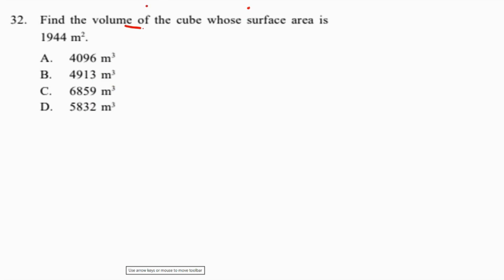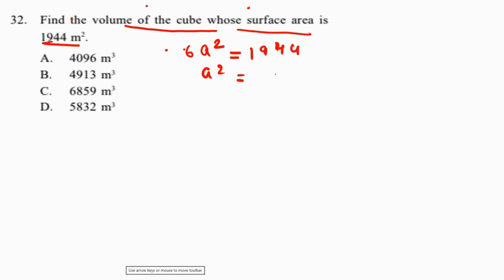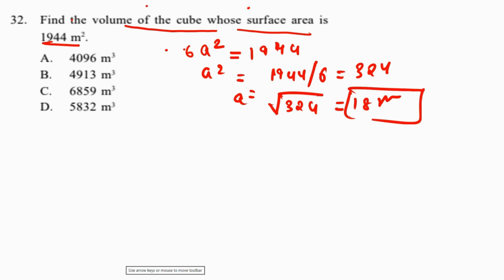Next, question number 32, find the volume of the cube whose surface area is 1944 meters square. The formula for surface area of a cube is 6a square. According to the question, that is equivalent to 1944. So a square is equal to 1944 divided by 6, which gives us 324. If a square is 324, what is a? Root over 324, that's 18 meters. That means the cube is of 18 meters dimension.